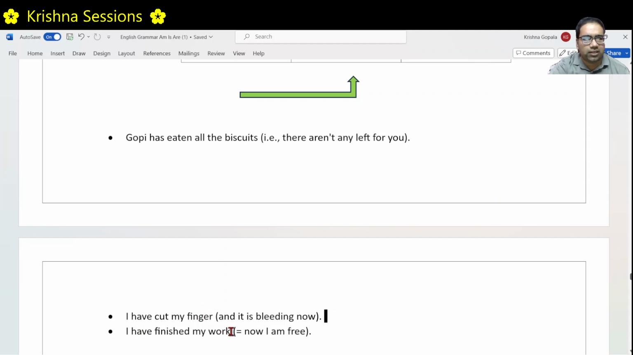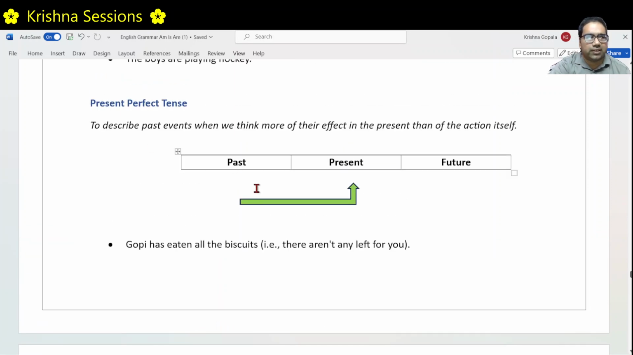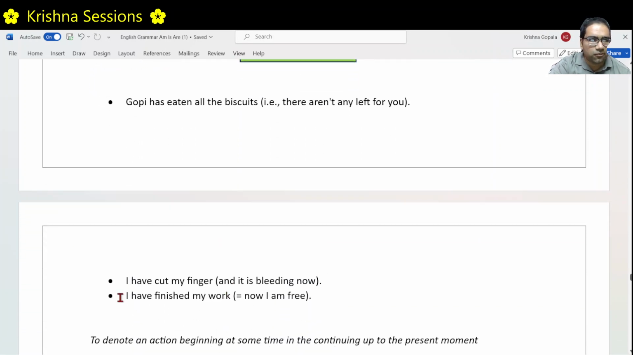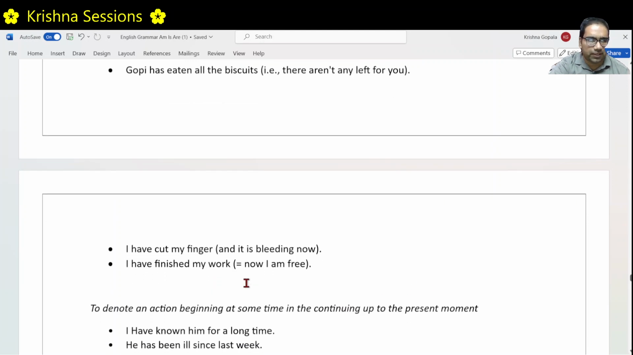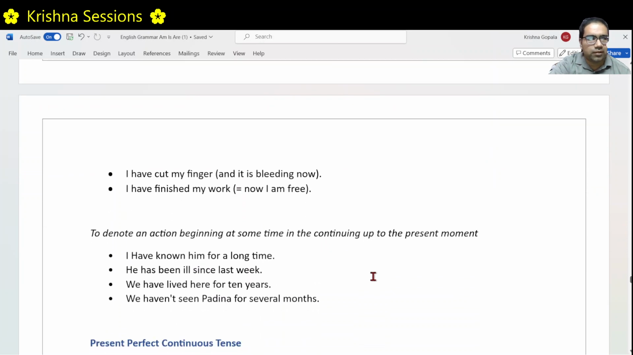I have finished my work and now I am free. I can go somewhere or I can talk to you. When you make a statement like this in present perfect tense, that means there is a follow up statement to the present perfect statement, that I have finished my work and I am ready to do something. In that context, use present perfect.